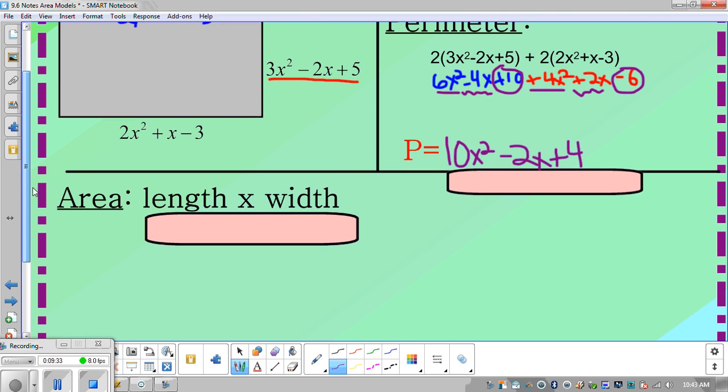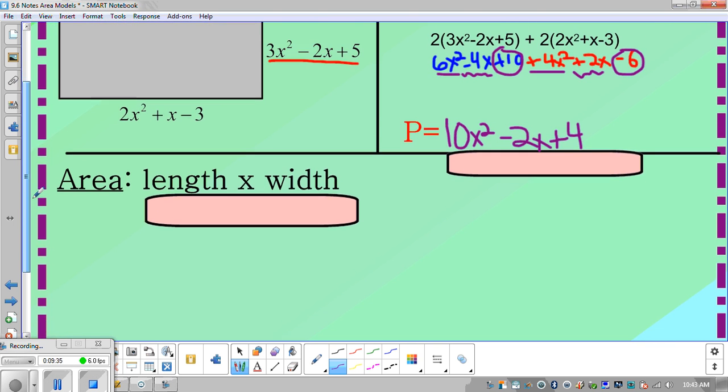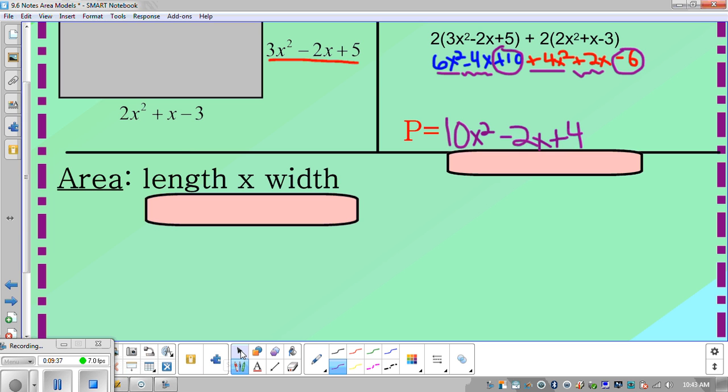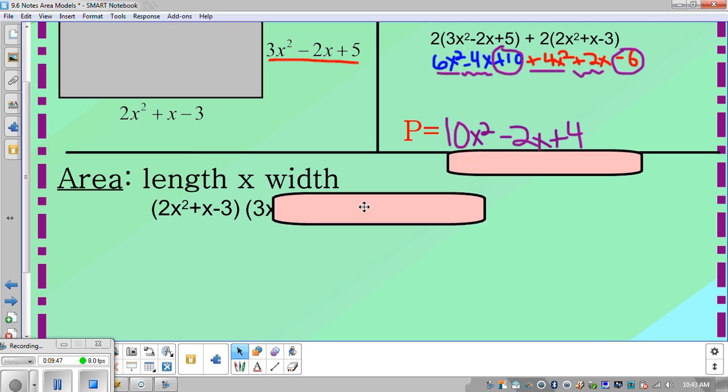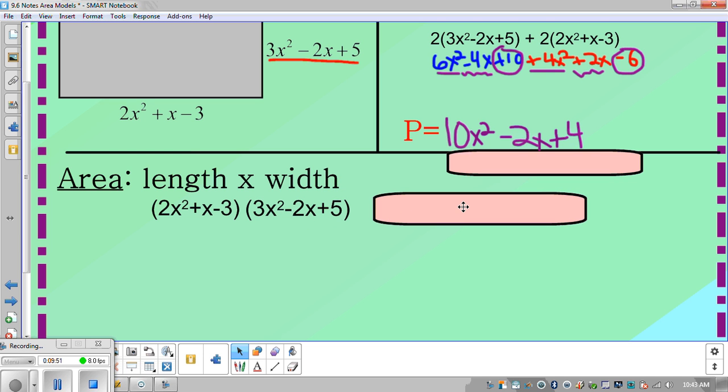Take a moment, make sure you're good with the perimeter. When we go to find area now, we're going to do length times width. The length is the 2x squared plus x minus 3. That is going to get multiplied by 3x squared minus 2x plus 5. Take a moment, see if you are okay.